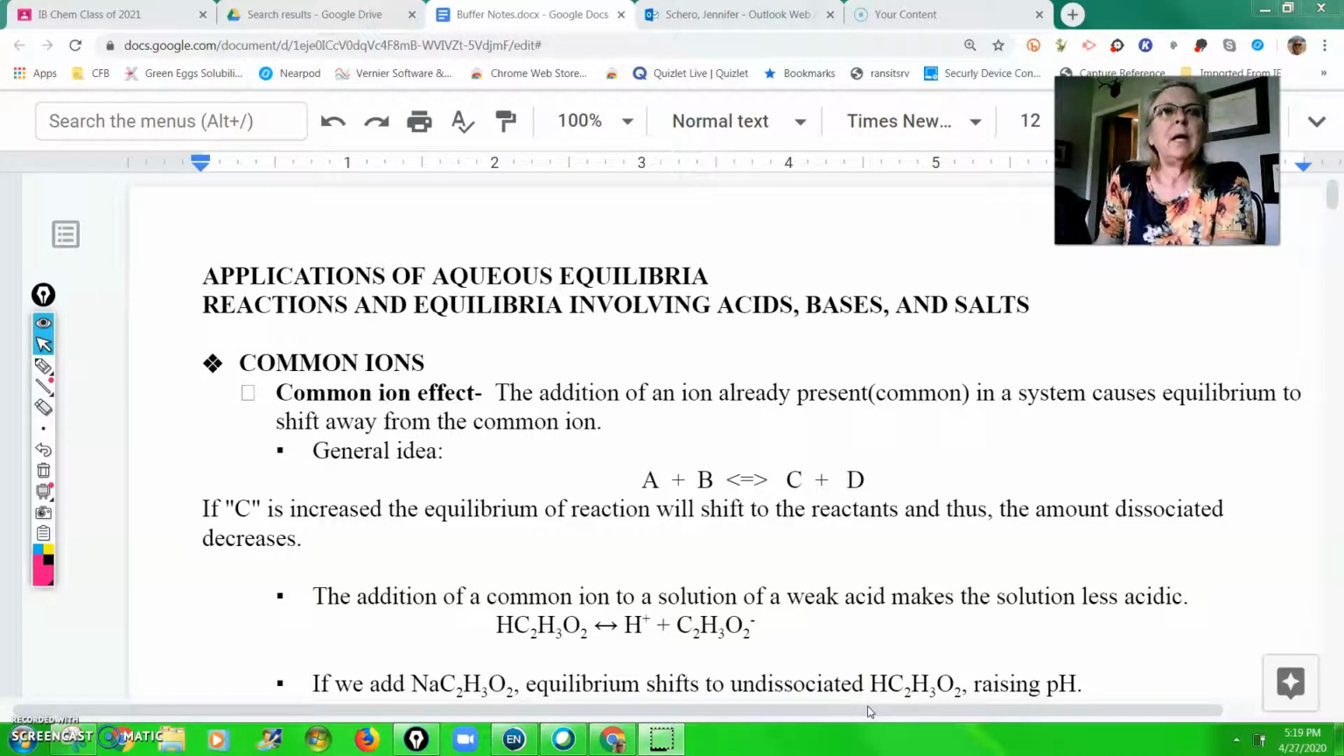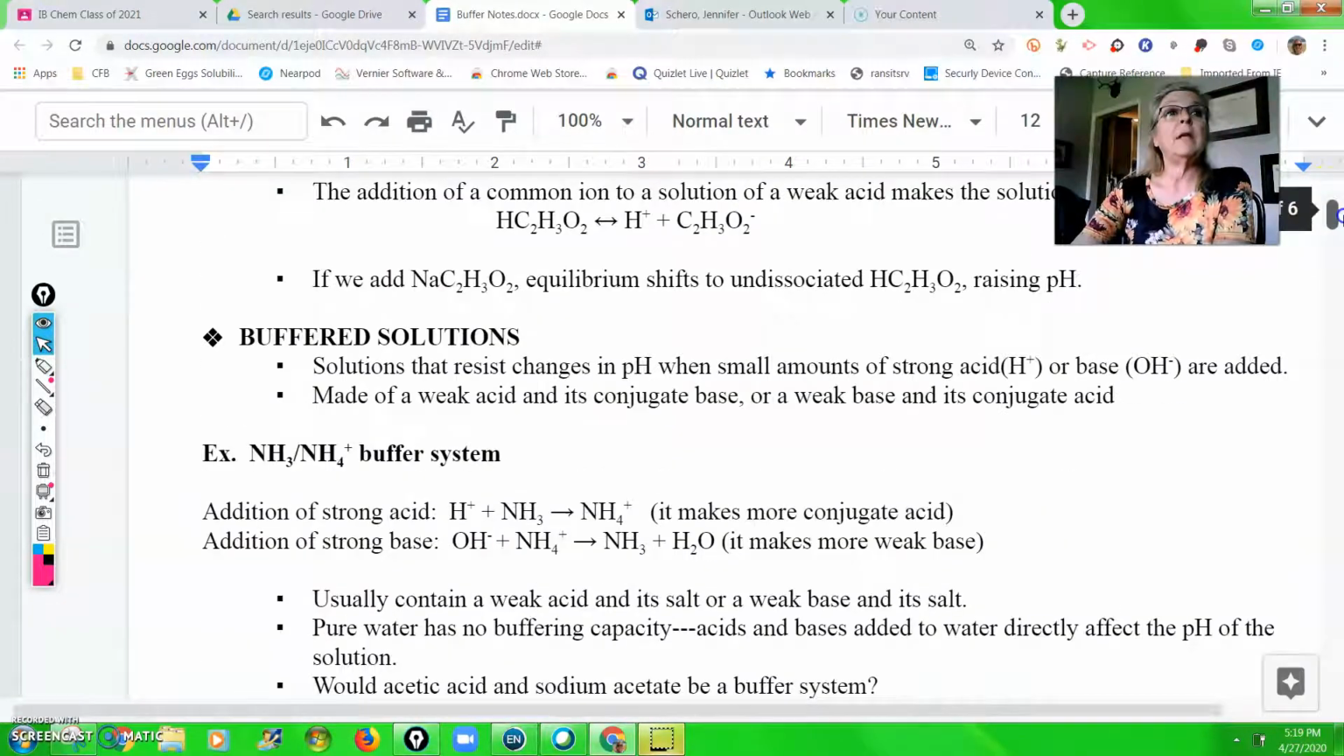We are going to be spending today talking about something called buffers. And when we're talking about buffers, we have to be able to understand why there is such a thing as a buffer and also what a buffer is defined as. A buffer has something called a common ion in it, or sometimes it's referred to as the common ion effect. That usually involves an addition of an ion already present in a system, so the ion that is part of, for instance, the weak acid.